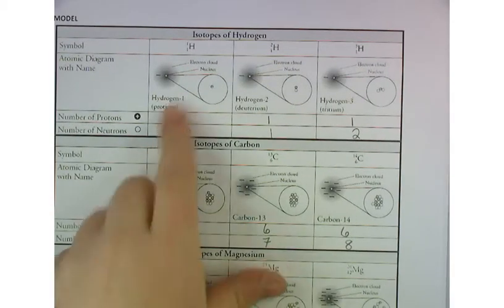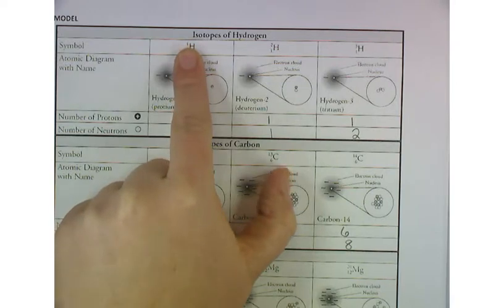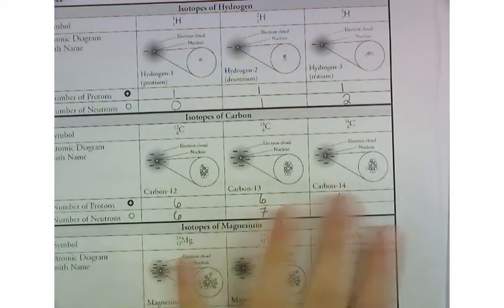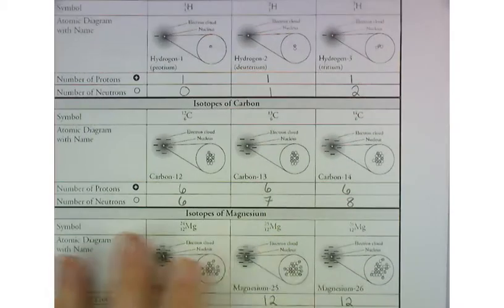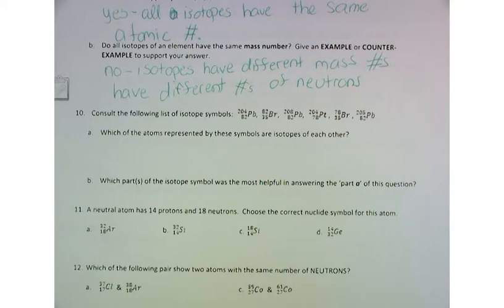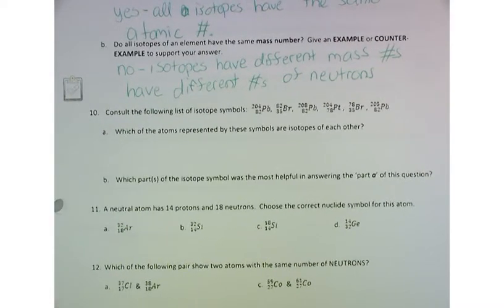So once again, let's take a look at our front page. Notice that here, isotopes of hydrogen, the top number is going to be the mass number, different for all three hydrogens. Different, 12, 13, 14 for my three different carbons, 24, 25, 26 for my different magnesiums. Mass number has to be different. Atomic number will be the same. If the mass number is the same, then they're identical. They're not an isotope, they're just the same thing.